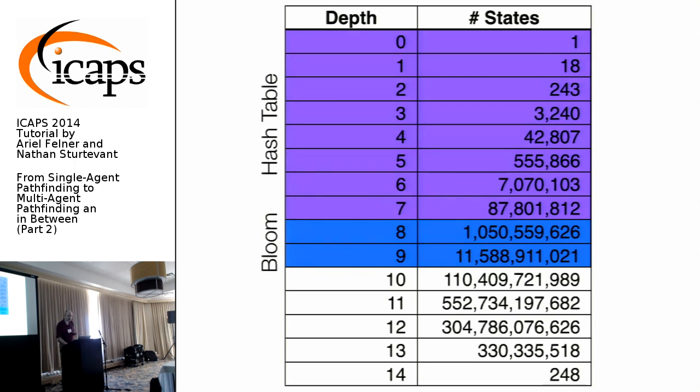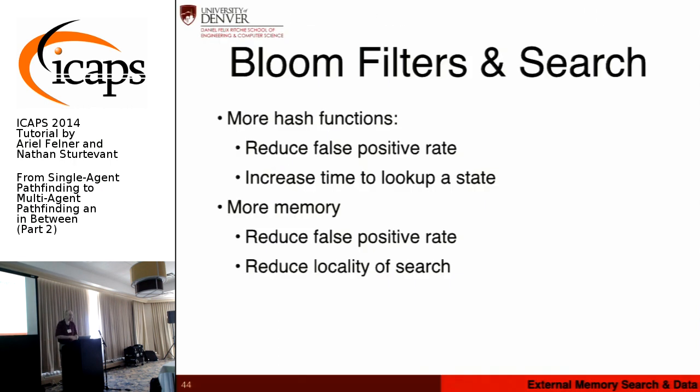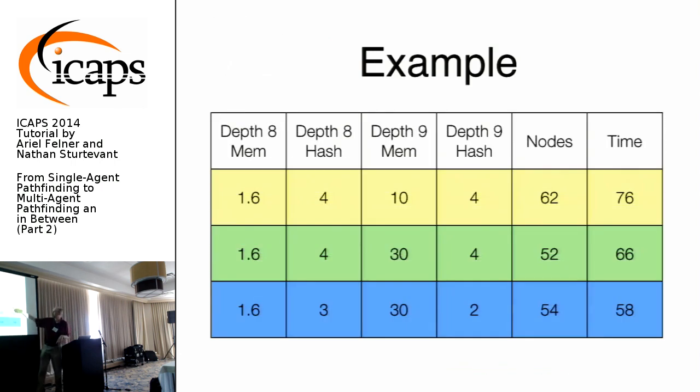And there are some trade-offs here, like am I going to use more hash functions or fewer hash functions? Am I going to use more memory or less memory? As I use more memory, the amount of time required goes down, and the number of nodes required goes down. If I use the same amount of memory and reduce the number of hash functions, what you see is that my false positive rate goes up, so the number of node expansions goes up, but fewer hash functions takes less time, so my time still goes down.